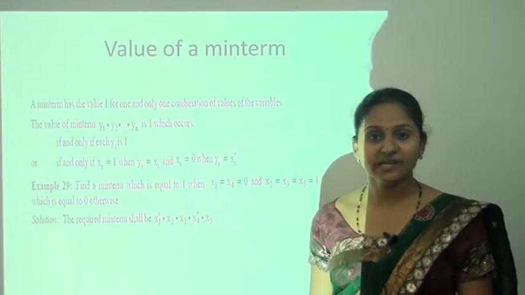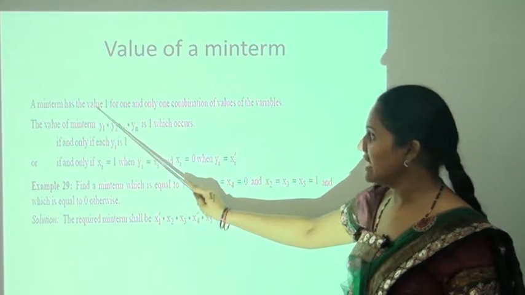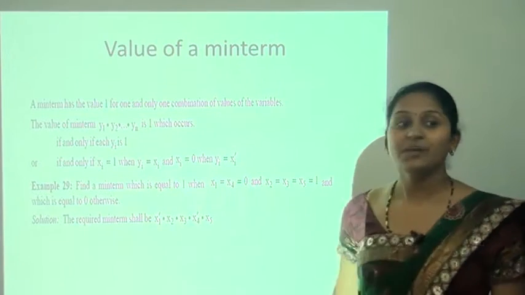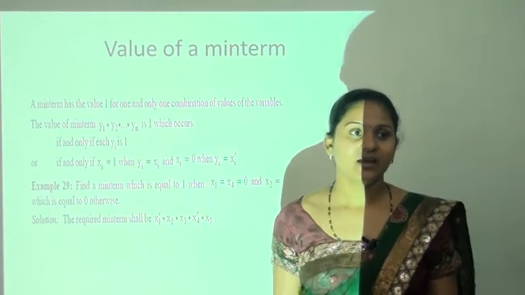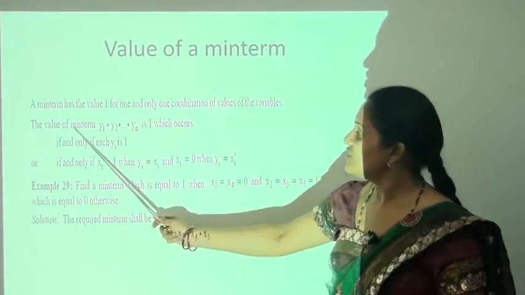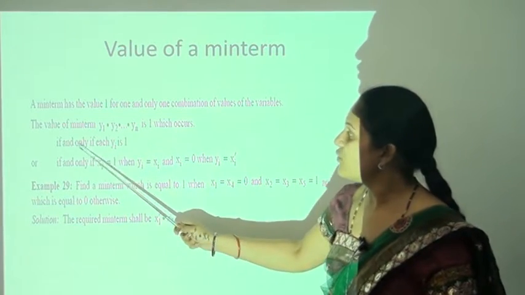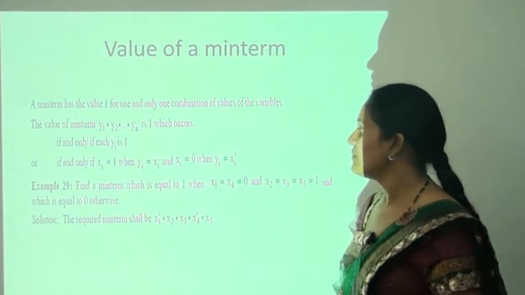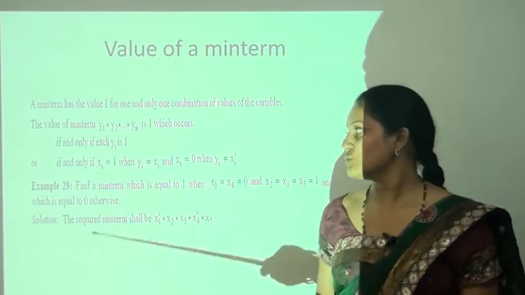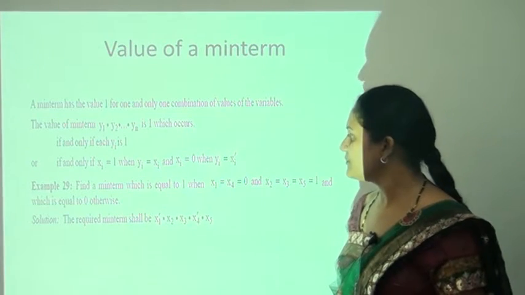Till now we discussed min term, now value for a min term. So a min term has the value 1 for one and only one combination of the values of the variables. The min term y1 to yn is 1, which occurs if and only if every yi is 1. Means if all the values are 1, we know here we have either 0 or 1. So if all are 1, then it must be 1.